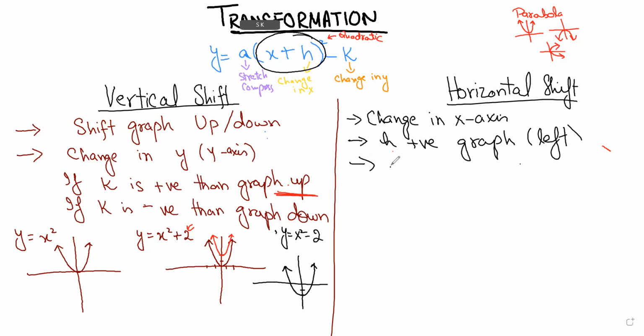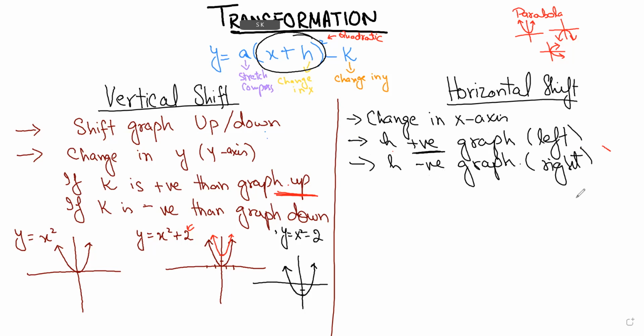But in case of h is negative, my graph will go right. So keep this thing in your mind that x's are weird. They're going to go the opposite way. But in vertical shift, the y goes with the flow: if it's positive, then it will go up. If it's negative, then it will go down. But in the case of horizontal shift, if it's positive, that means it's going to the left side. And if it's negative, then that means it's going to the right side.